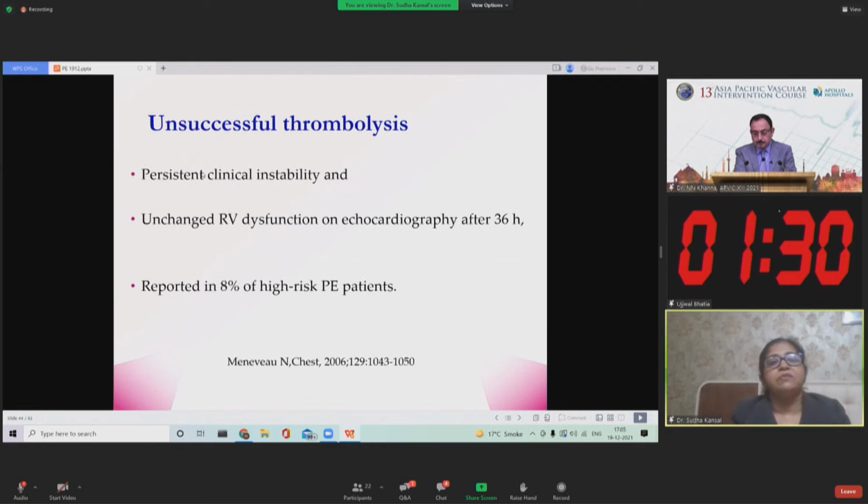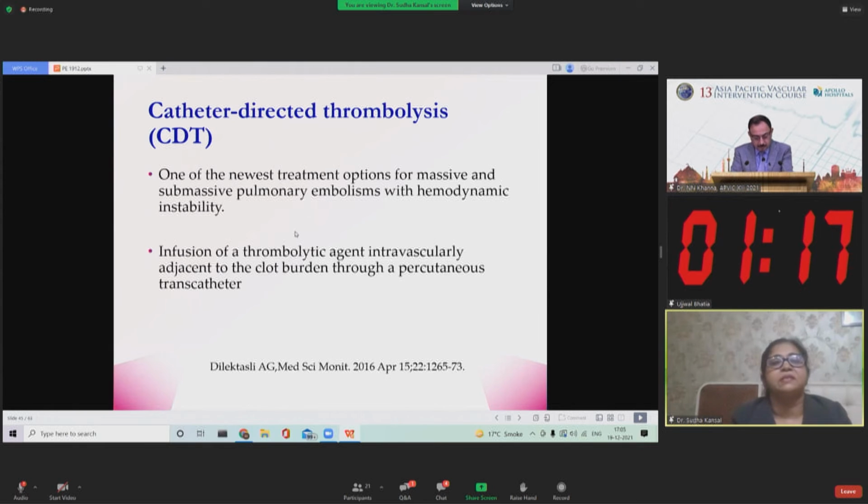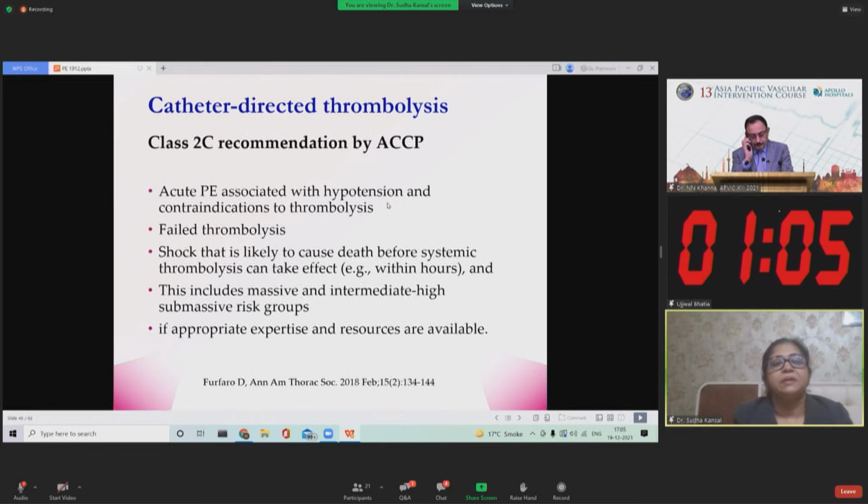However, studies have shown that 8% of the high-risk patients can have unsuccessful thrombolysis, which is characterized by persistent clinical instability and unchanged RV dysfunction on echocardiography after 36 hours. So these are the patients where we can think about catheter-directed thrombolysis, which is one of the newest treatment options of massive and submassive pulmonary embolism with hemodynamic instability.